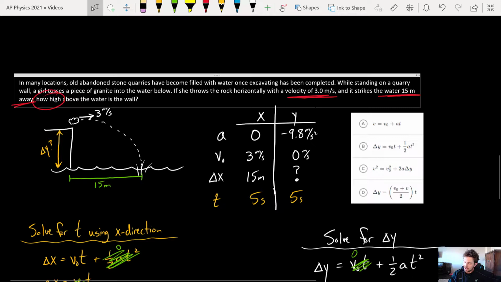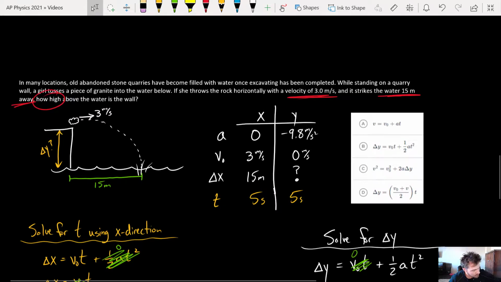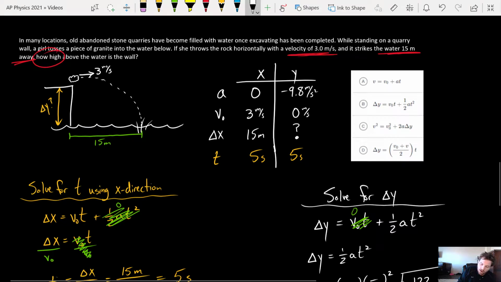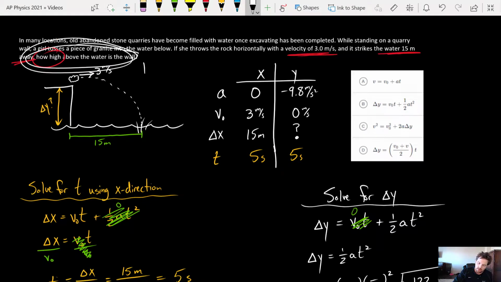So yes, the rock fell 122.5 meters, which is why our answer was negative, because that's a vector and it's a displacement. But your answer to how high above the water is the wall would be 122.5 meters. If one of you in class put negative 122, I wouldn't mark you wrong. It's just weird. If I asked, how high is that building? And you were like, negative 60 meters. That's weird.